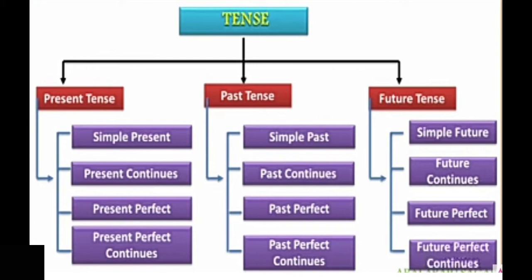Firstly, present tense has four: simple present tense, present continuous tense, present perfect tense, present perfect continuous tense. In past tense also, there are four subdivisions: simple past, past continuous, past perfect, past perfect continuous. In future also, there are four subdivisions: simple future, future continuous, future perfect, future perfect continuous. Totally there are 12 tenses. Let us study in detail one by one.